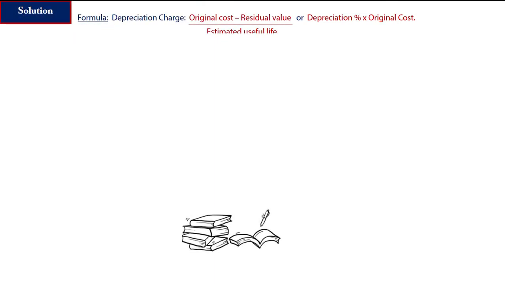Anytime a question is given to you on depreciation and it doesn't mention any method to be used, use the straight line method. The depreciation charge is the original cost less the residual value divided by the estimated useful life, or the depreciation percentage times the original cost. The original cost here is 17,000, residual value is 2,000, giving us 15,000. We divide it by 5, which gives us $3,000, and we multiply it by 6/12 because the asset came in on 1st July 2018 and we are working it at the end of 2018. So it spent 6 months, and we get $1,500 as the depreciation charge.